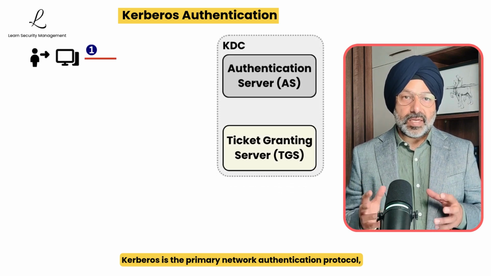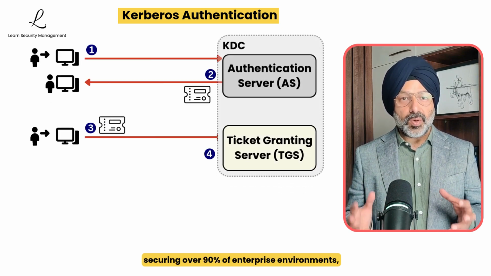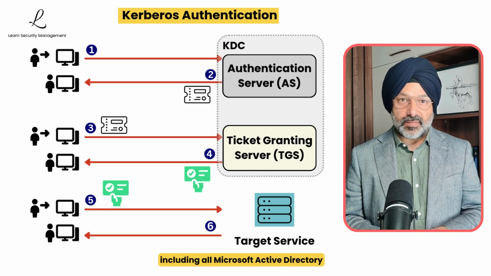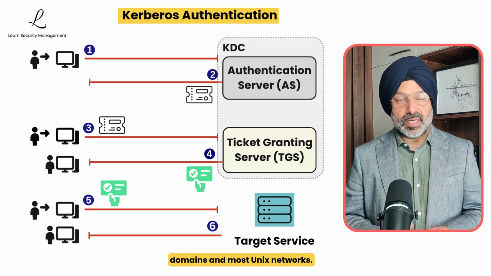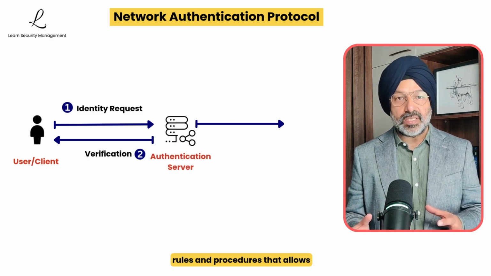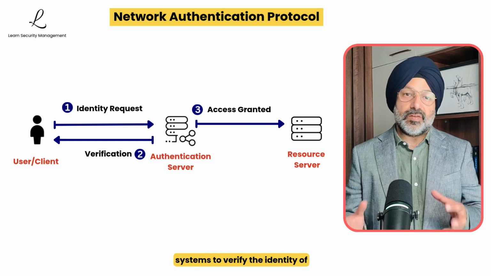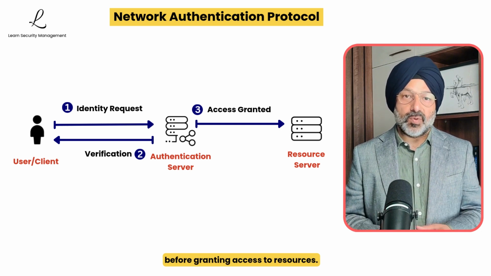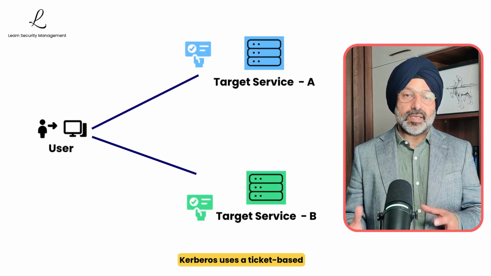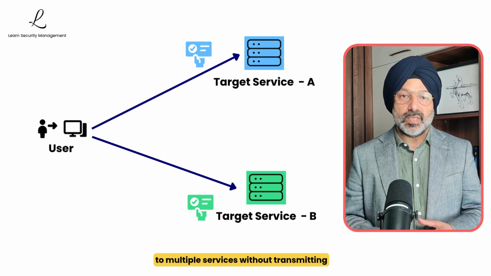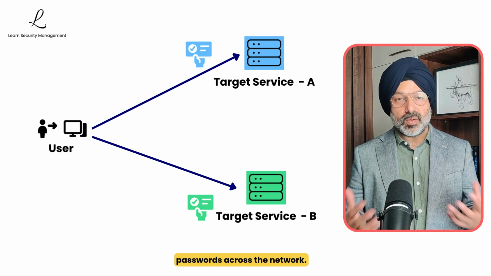Kerberos is the primary network authentication protocol, securing over 90% of enterprise environments, including all Microsoft Active Directory domains and most Unix networks. A network authentication protocol is a set of rules and procedures that allows systems to verify the identity of users and services across a network before granting access to resources. Kerberos uses a ticket-based system to enable single sign-on access to multiple services without transmitting passwords across the network.